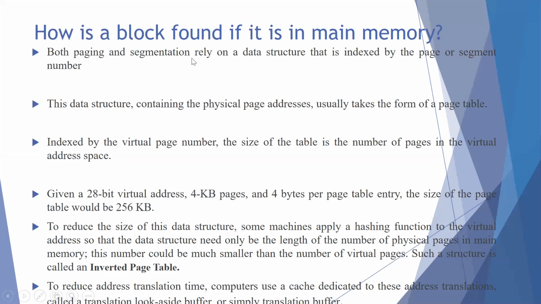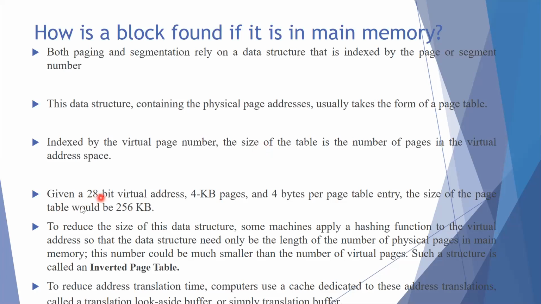Both paging and segmentation rely on a data structure that is indexed by the page or the segment number. This data structure that contains the physical page address usually takes the form of a page table, as I just explained. Indexed by a virtual page number, the size of the table is the number of pages in the virtual address space. I should say the number of entries, because size will always be greater. There are specific extra bits which are associated with the page table also. So the number of entries in the page table is equal to the number of pages in the virtual address space. You must remember this. This is very, very important.